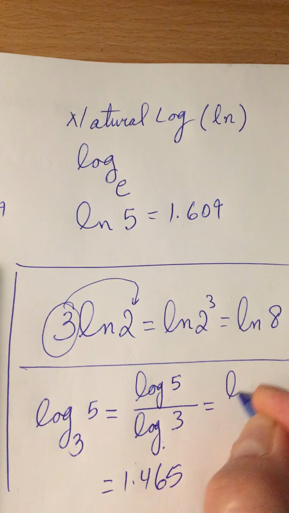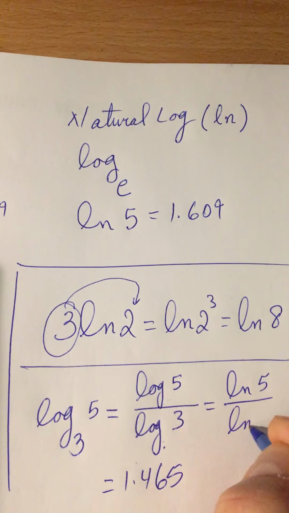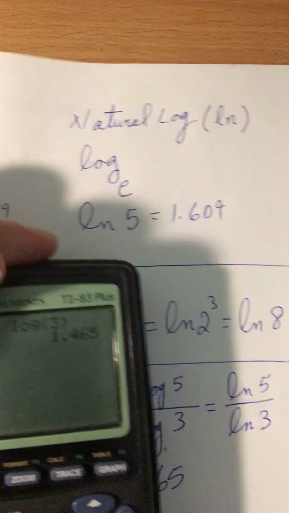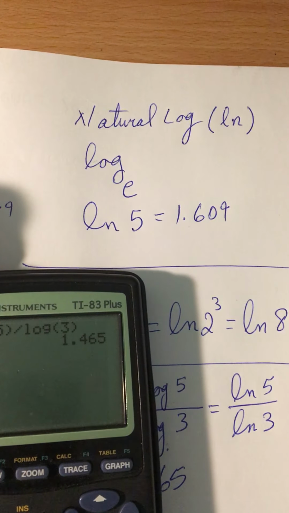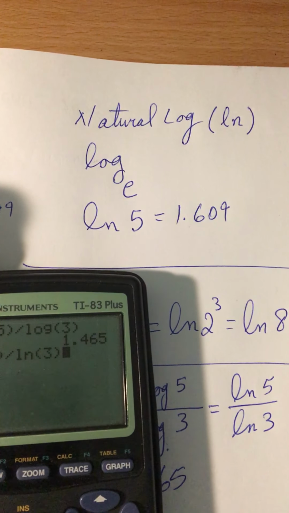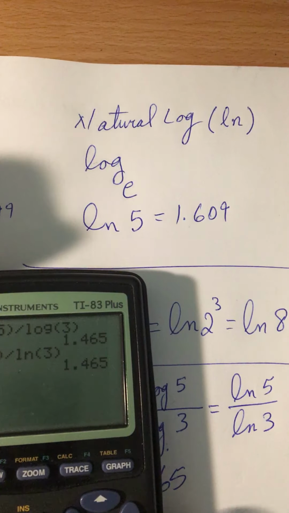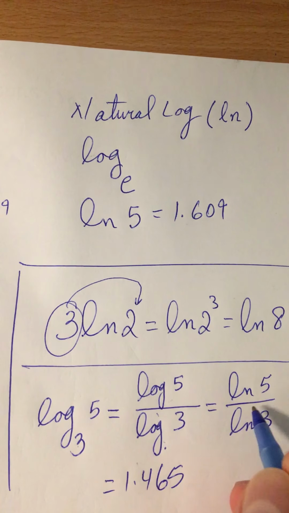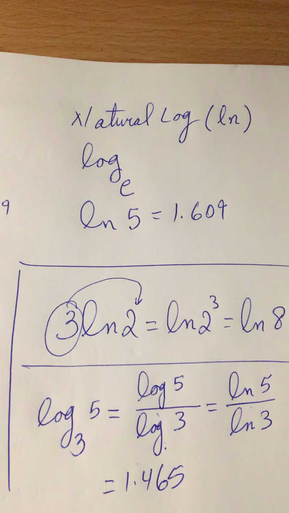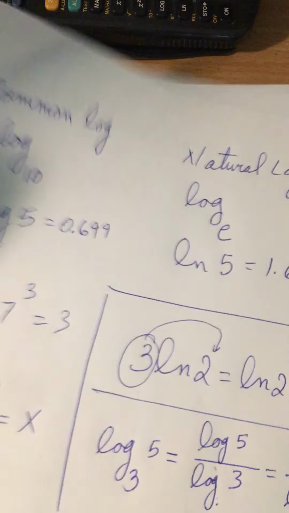Let's try natural log of 5 over natural log of 3. Do we get the same answer? Well, let's see. Natural log of 5 divided by natural log of 3. Yowza, we got the same answer. So you can do it this way or this way. Either one gives you the same answer. Okay, so that's called the change of base formula.